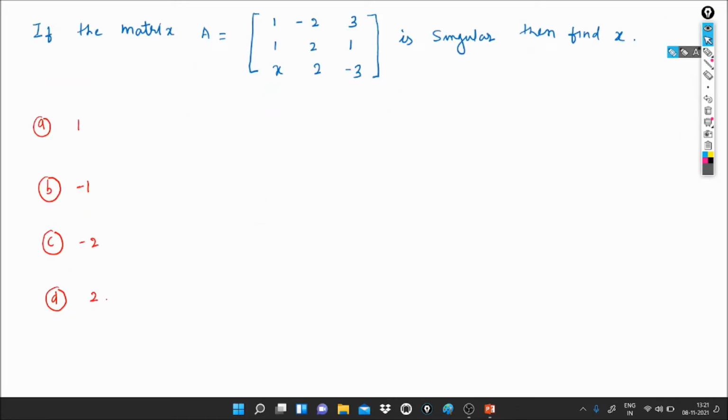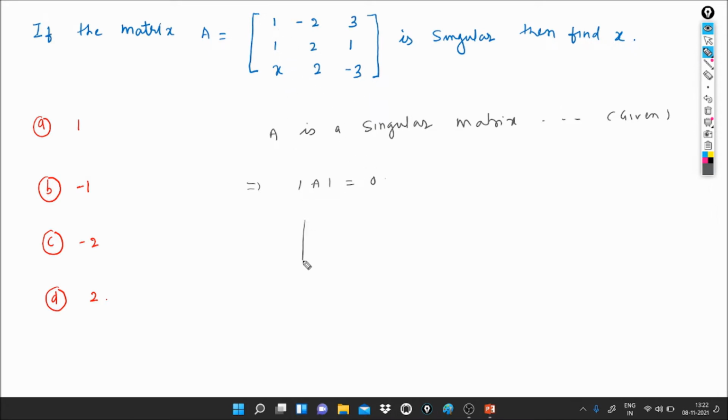So let us see one more important question. If the matrix A is a singular matrix, then find the value of x. Okay, dear student, our given matrix is said to be a singular matrix. I'll write here, A is a singular matrix. This is given. So this implies determinant of A is equal to 0. So let us take the determinant of this here. We'll find the determinant of this is equal to 0.